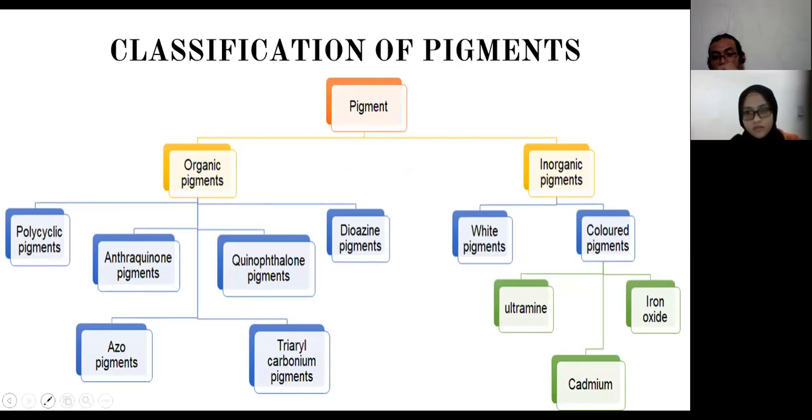Okay, for the classification of pigment, it is divided into two parts, which are organic pigments and inorganic pigments. Examples of organic pigments are polycyclic pigments, anthraquinone pigments, quinophthalone pigments, diazo pigments, azo pigments, and triarylcarbonium pigments. Examples of inorganic pigments are white pigments and color pigments. Examples of color pigments are ultramarine, cadmium, and iron oxide.